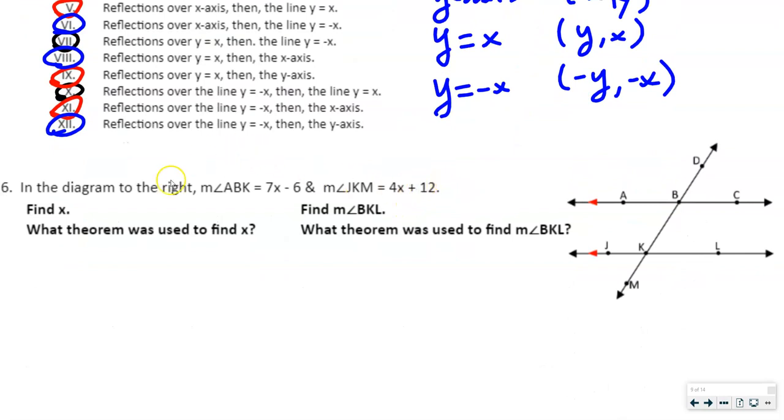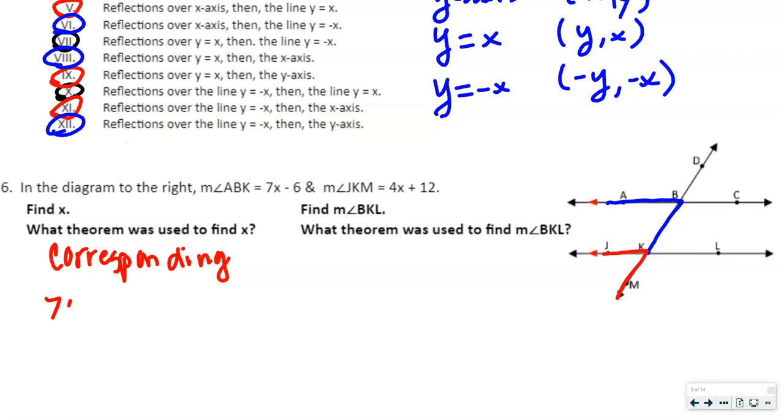So number 6 says, in the diagram to the right, ABK is that angle, and the measure of JKM is there. Okay, so those are the two angles they give us. So it says find x. So what theorem are we going to use here? We're going to use the corresponding angles theorem, right? What does it mean when they're corresponding angles? It means they're congruent, yes? And you can tell they're both acute angles. So remember, if you got two parallel lines, and we can tell that because they both have those red arrows on them, right? So if they both have the red arrows, then we know that those are parallel lines.